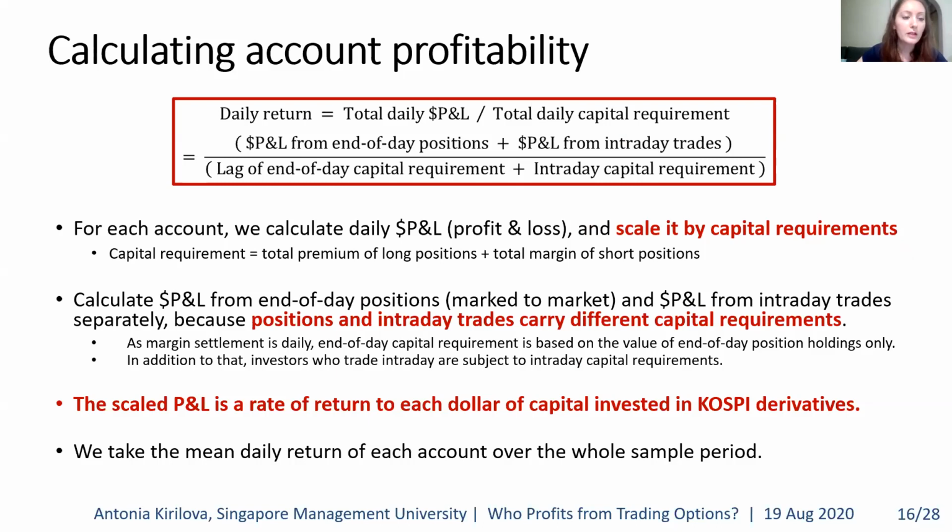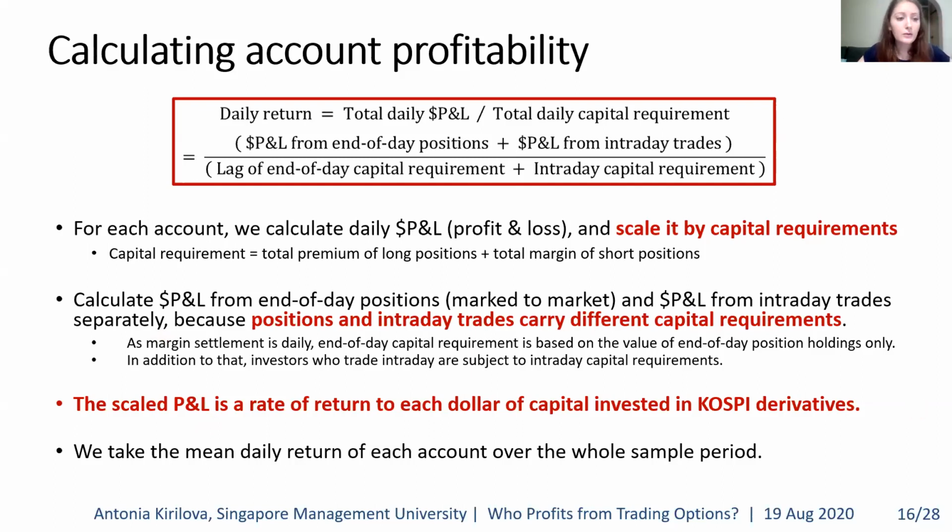The second part of the equation shows that we calculate dollar P&L from end of day positions separately from the dollar P&L from intraday positions. And we do this because the capital requirement for positions and for intraday trades are different. So as margin settlement is daily, the end of day capital requirement is based on the value of the end of day position. In addition to that, if the investor is also trading intraday, they would be subject to separate, different intraday capital requirements. So that's why we separate those two. And we want to emphasize that this scaled profitability measure is the rate of return to each dollar of capital invested in KOSPI derivatives.